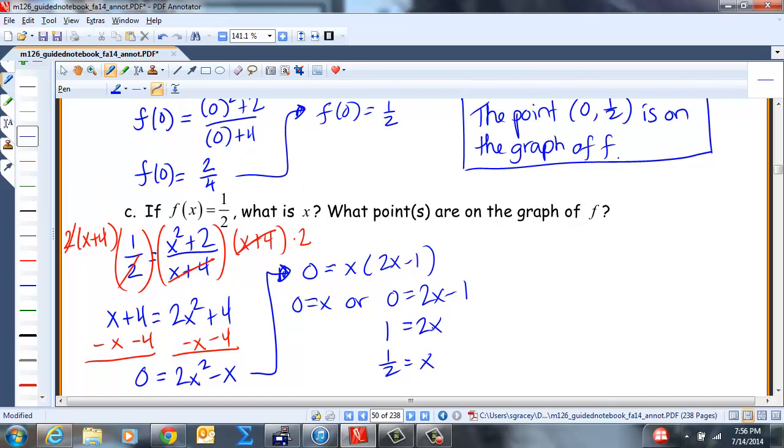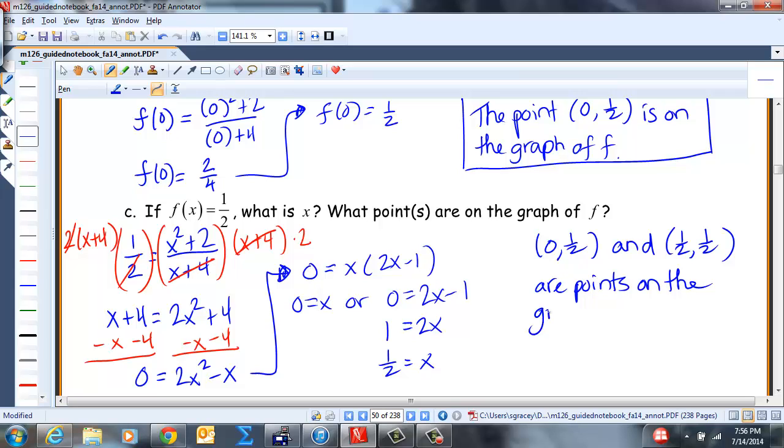But now we know, what points are on the graph of f? Well, the first x equals 0 gave us (0, 1/2), which we knew from the other problem, and we also got one from solving this equation. Remember, we had plugged in a function value of 1/2, so both of these will have y values of 1/2. So (0, 1/2) and (1/2, 1/2) are points on the graph of f.